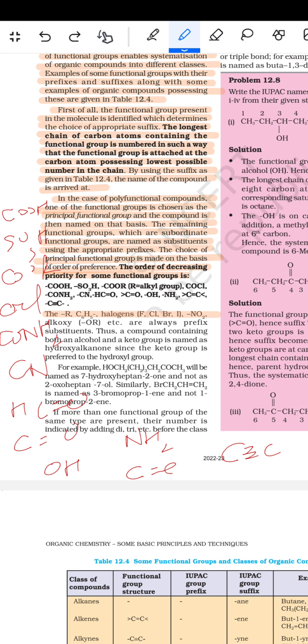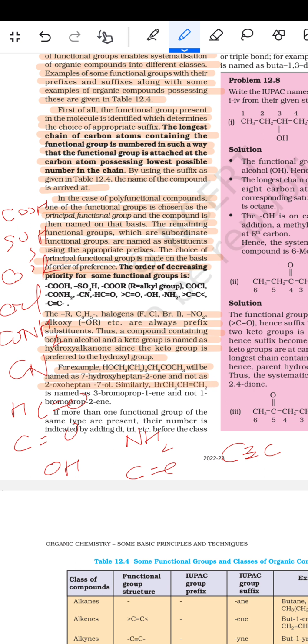C6H5, halogens (fluorine, chlorine, bromine, iodine), NO2, oxy, OR, etc. are always prefix substituents. Thus, a compound containing both an alcohol and a keto group is named as hydroxy alkanone since the keto group is preferred to the hydroxyl group. For example, the compound with OH, CH2, CH2, CH2, C=O, CH3 will be named as 7-hydroxyheptan-2-one and not as 2-oxoheptan-7-ol.